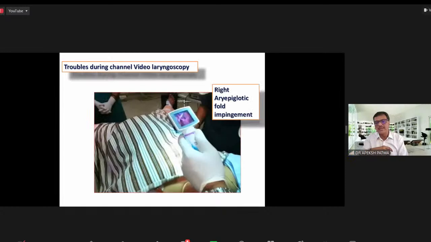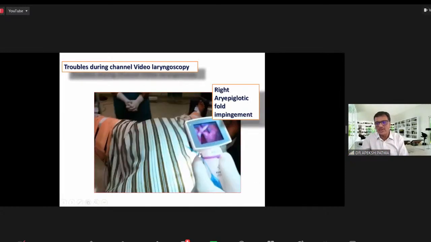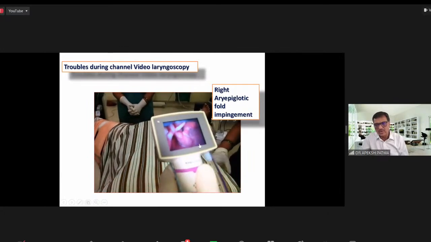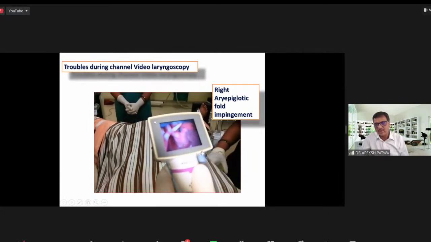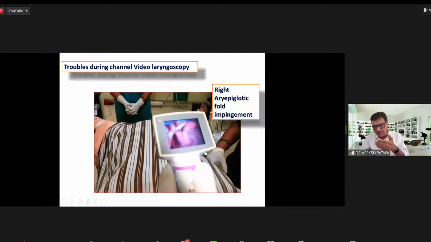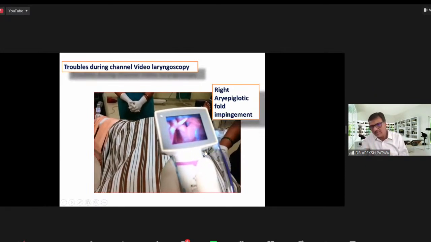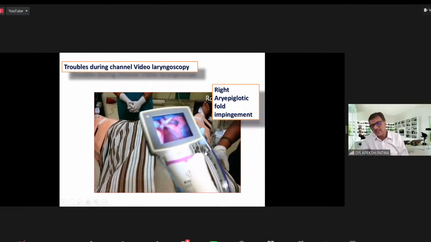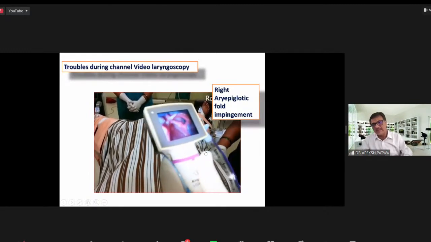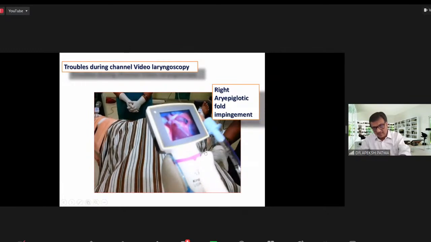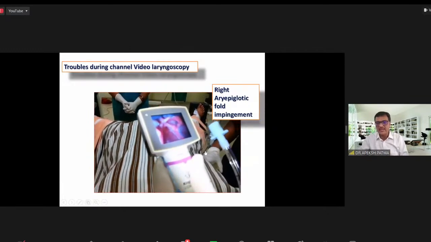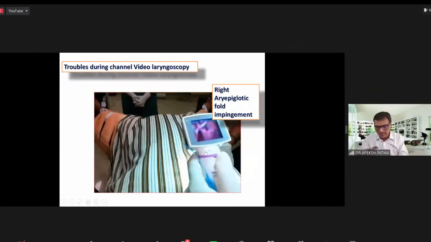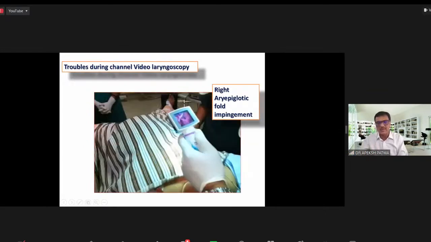So how to overcome this? Suppose your tube is getting lodged at the right arytenoepiglottic fold. Look at this. My tube is getting lodged at the right arytenoepiglottic fold. So withdraw the tube, withdraw the scope a little bit, and move in the same direction, towards the right. That will align the tube trajectory with the larynx, and then you can easily insert the tube inside. So this type of maneuvering is required to overcome the troubles.